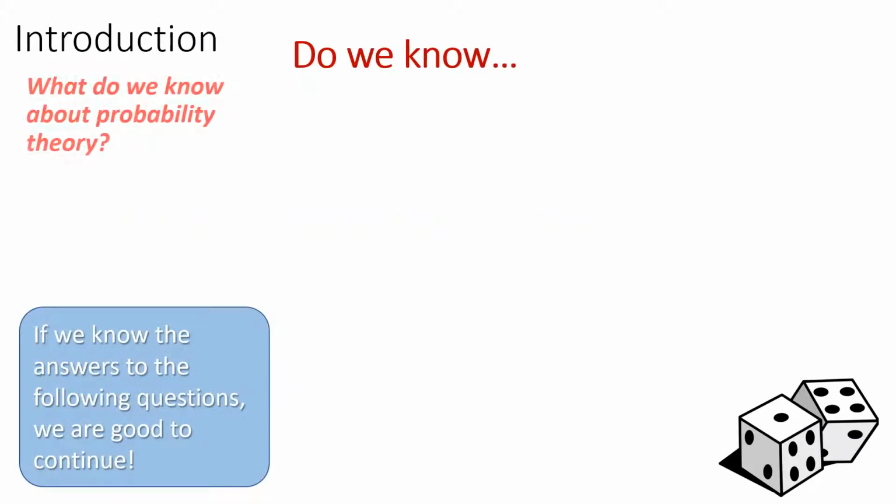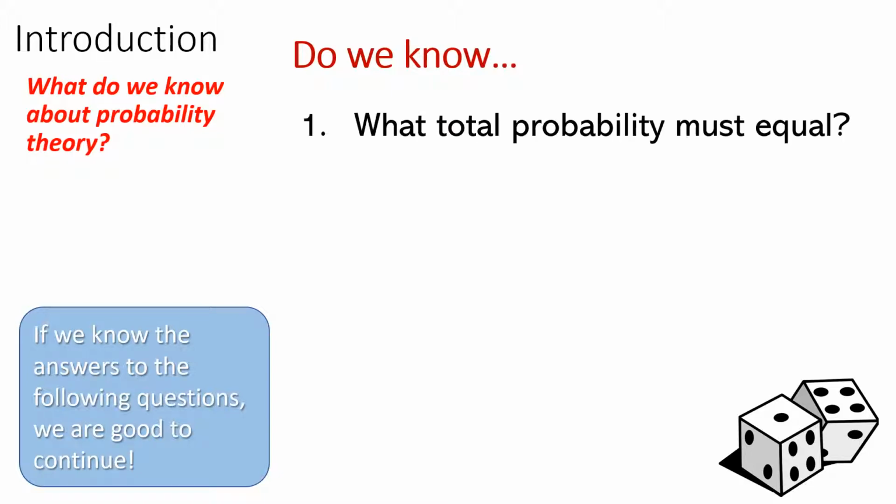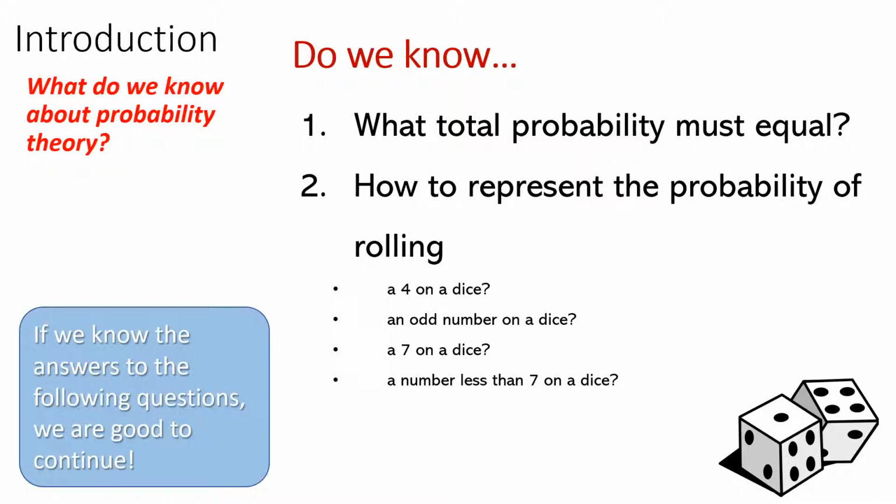We're going to start off with, well, what do you know about probability theory? Because if we know the answers to the following questions, we know as much actual theory as we need to complete this unit. So for instance, what must total probability equal? And if you know that, do you know how to represent the probability of rolling a 4 on a dice, an odd number on a dice, a 7 on a dice, or a number less than 7 on a dice? And if you don't know the answer to these questions, you can go back and find the other general probability video on my channel.